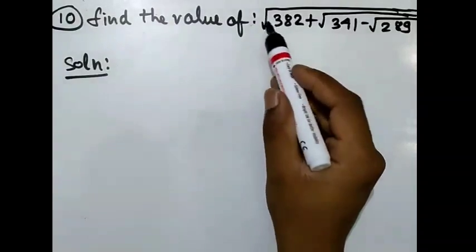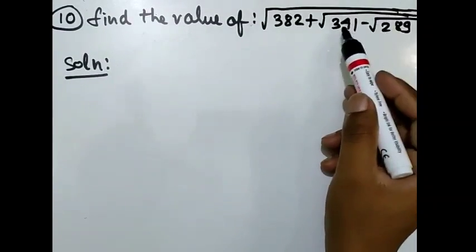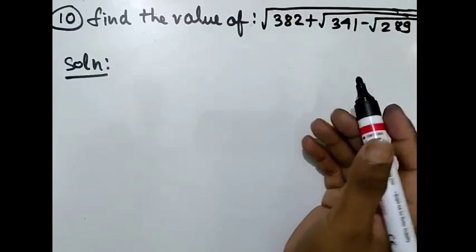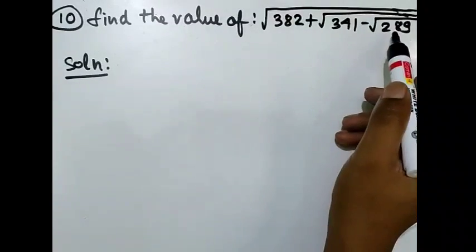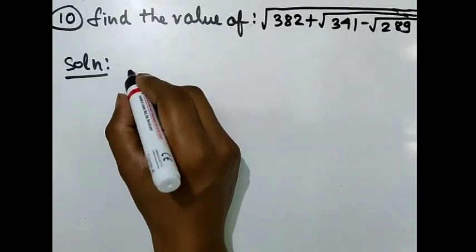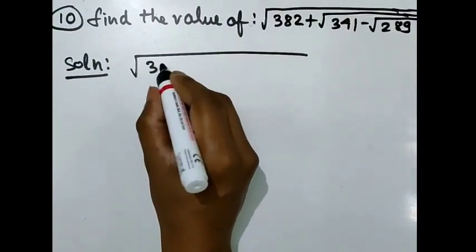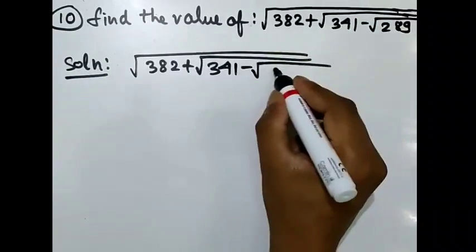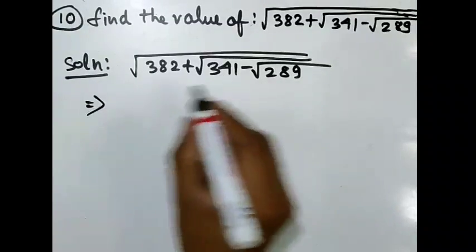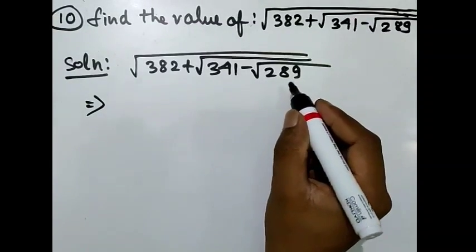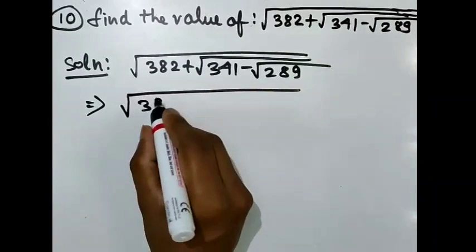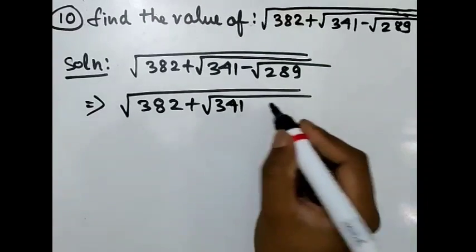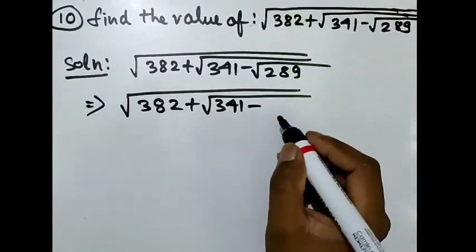Find the value of square root of 382 plus square root of 341 minus square root of 289. Now in this we have to go in the order from right to left. First find the square root of 289. So let's write it down again. Square root of 382 plus square root of 341 minus square root of 289. So let's find the square root of 289. What will the square root of 289 be? 17. So let's write it again. Square root of 382 plus square root of 341, right, minus what is the square root of 289? 17.